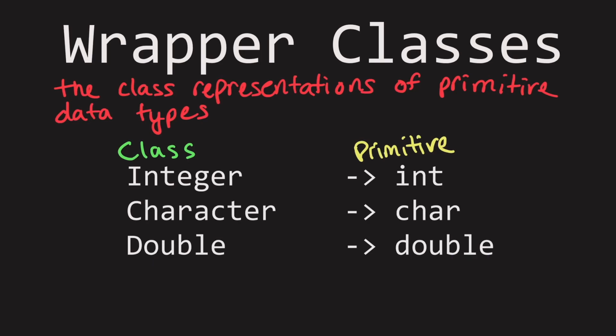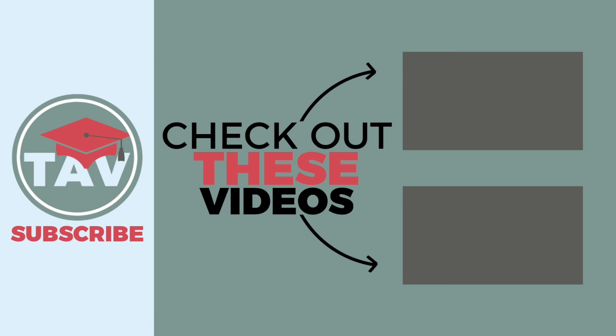The reason why I bring this up with generics is because generics only lets you pass in objects into the angled brackets. Therefore, if you ever wanted to use a primitive data type, you would have to make use of their wrapper classes because primitive variables are not objects. And that's all you need to know to understand the basics of generics.